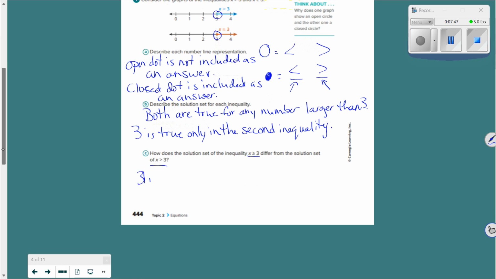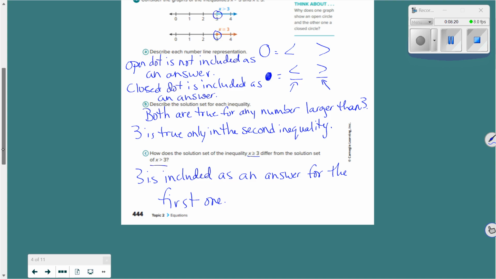3 is included. We got that 3 is included as an answer for the first one. Remember, the greater than or less than is just telling you which numbers are included. Is it going to the right or is it going to the left?